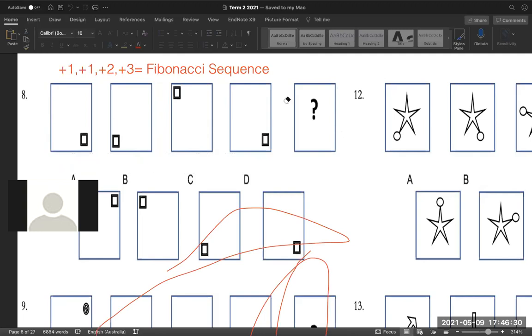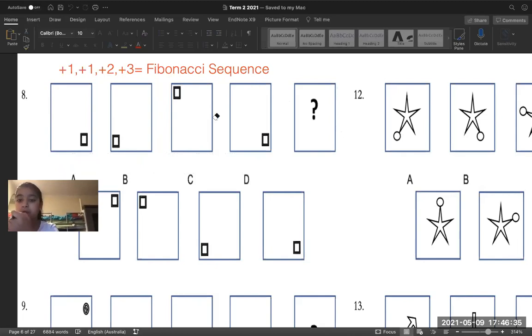Please stop drawing on the screen, Jesse's iPhone. Thank you. You know that if you draw on the screen, I can see who's drawing it, right? Yep, Gayatri, what's your question?